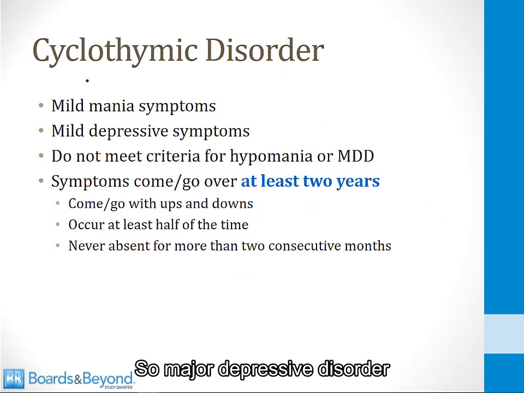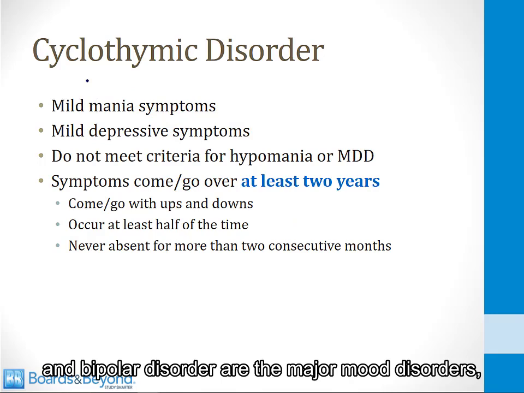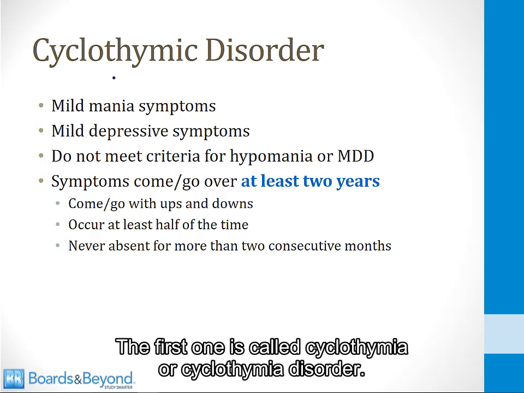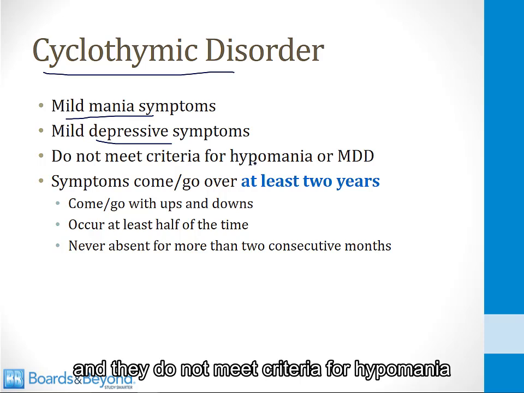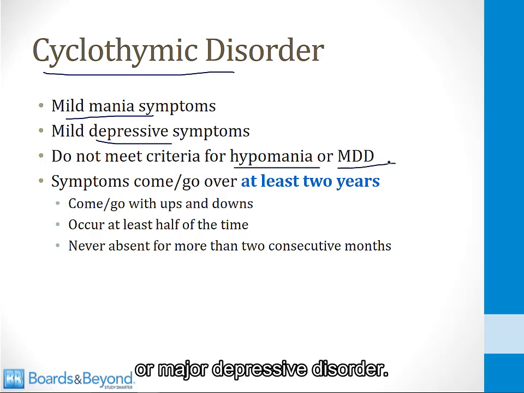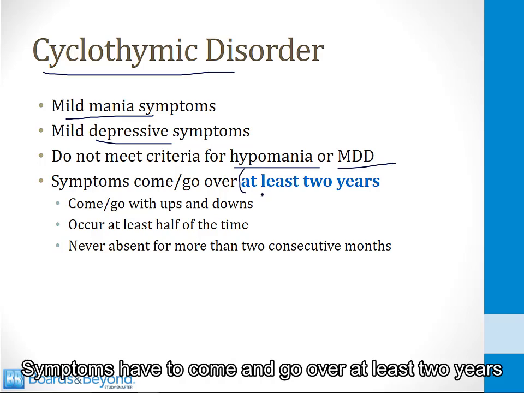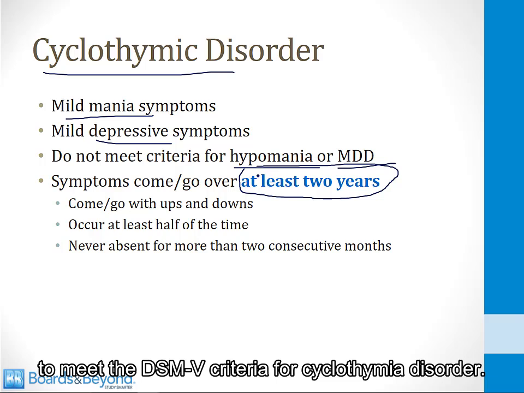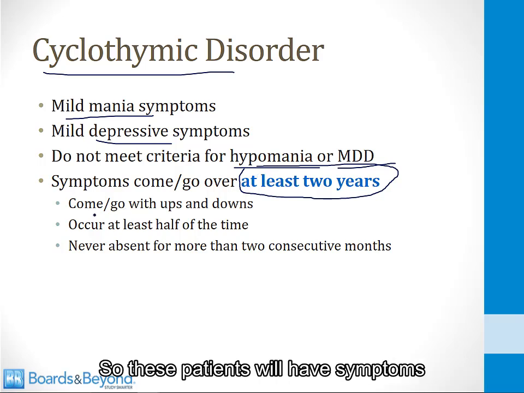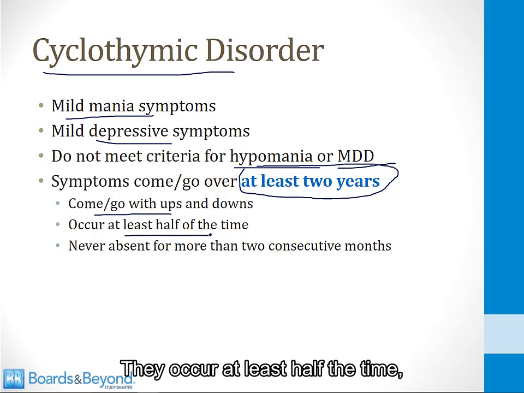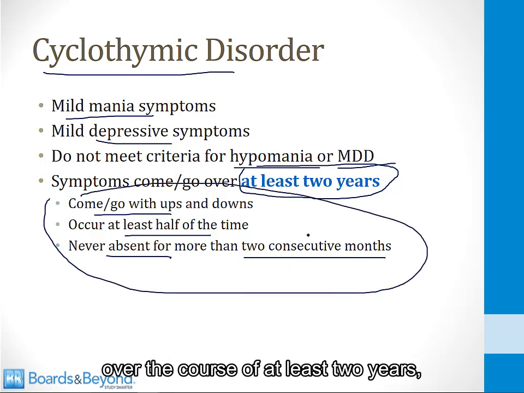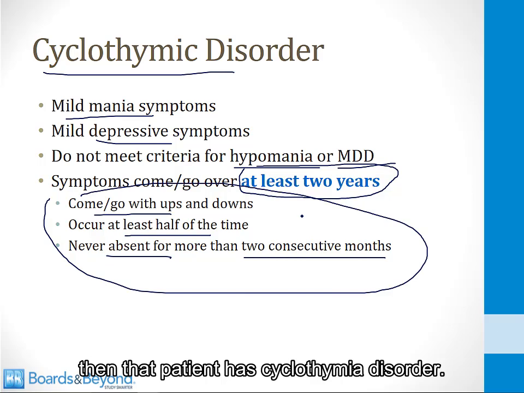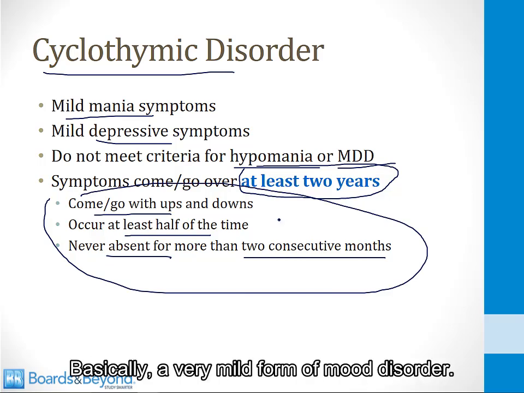So major depressive disorder and bipolar disorder are the major mood disorders, but now I'll go through some other mood disorders. The first one is called cyclothymia or cyclothymic disorder. These patients have mild mania symptoms and mild depressive symptoms, and they do not meet criteria for hypomania or major depressive disorder. Symptoms have to come and go over at least 2 years to meet the DSM-5 criteria for cyclothymic disorder. So these patients will have symptoms that come and go with ups and downs. They occur at least half the time, and they are never absent for more than 2 consecutive months. If all of these criteria are met over the course of at least 2 years, then that patient has cyclothymic disorder, basically a very mild form of mood disorder.